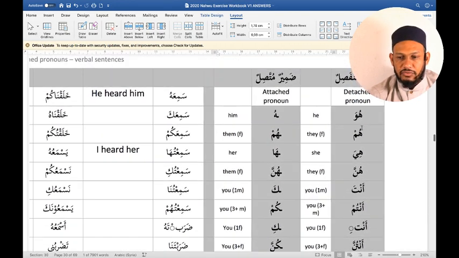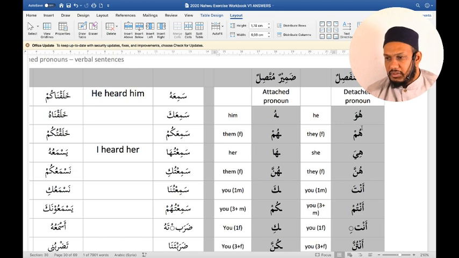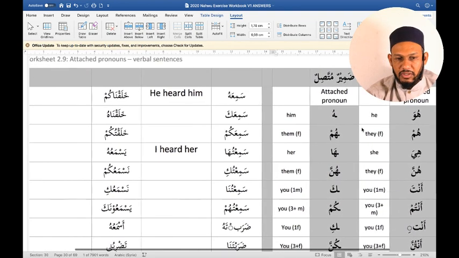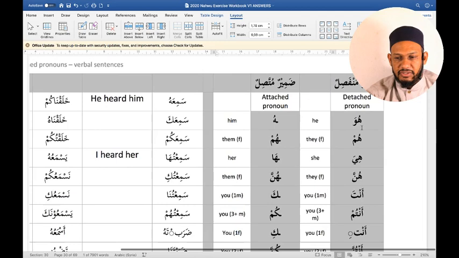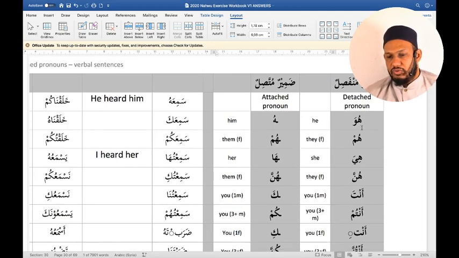So now I have two columns in gray. You all with me? We now work in the Nahu workbook on worksheet 2.9.